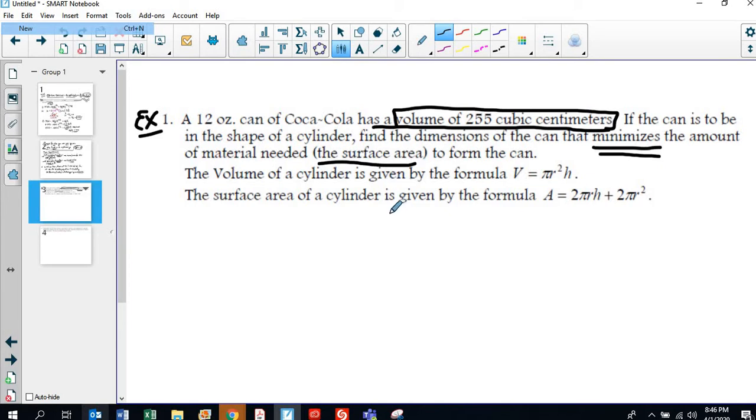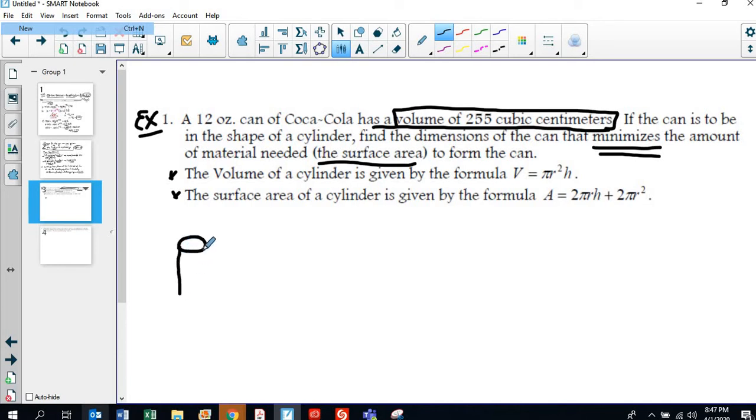Now, this is a simplified problem. A Coke can has different aluminum that goes on the top and the bottom versus the sides, but we're not going to worry about that. We're going to assume this is all the same stuff. So the volume of the cylinder formula is given to you, and the surface area of a cylinder is given to you. Okay, so you've got your Coke can.